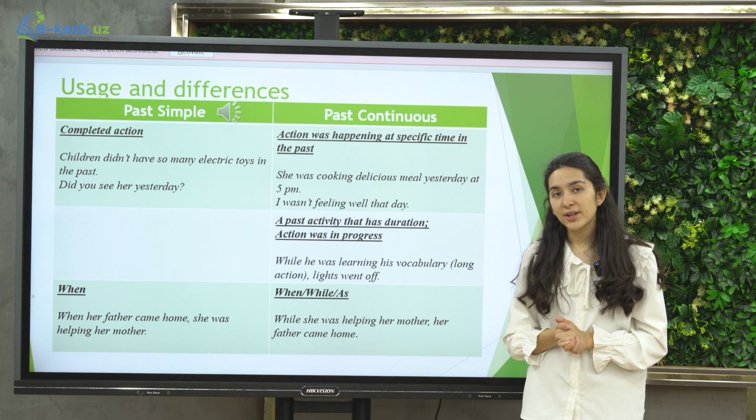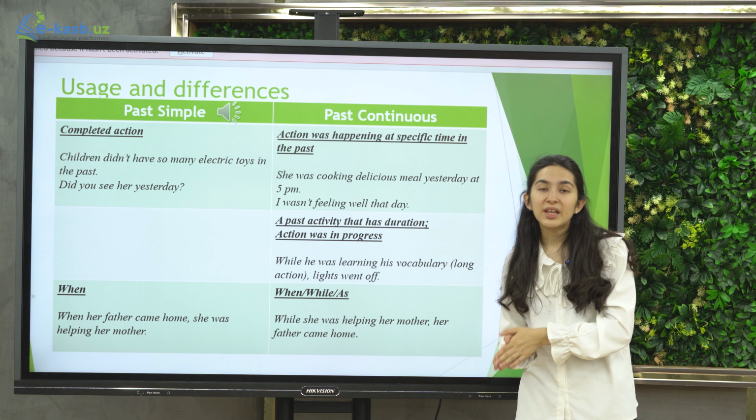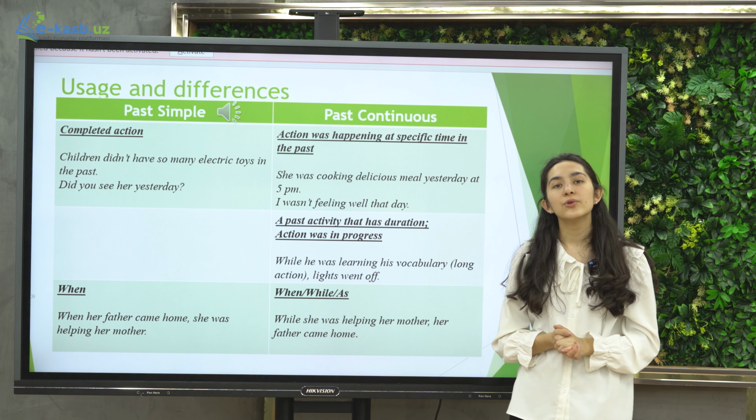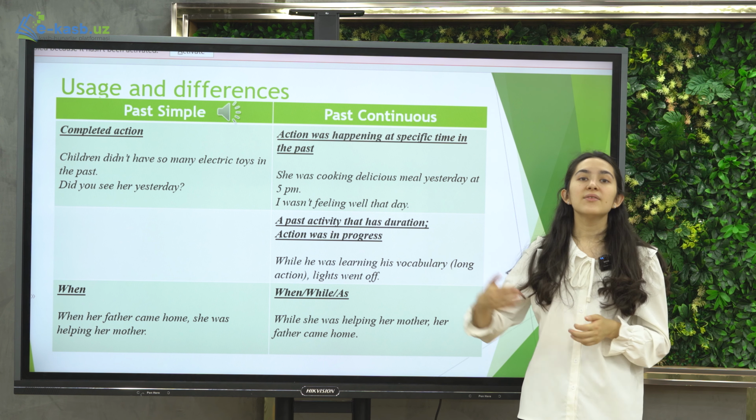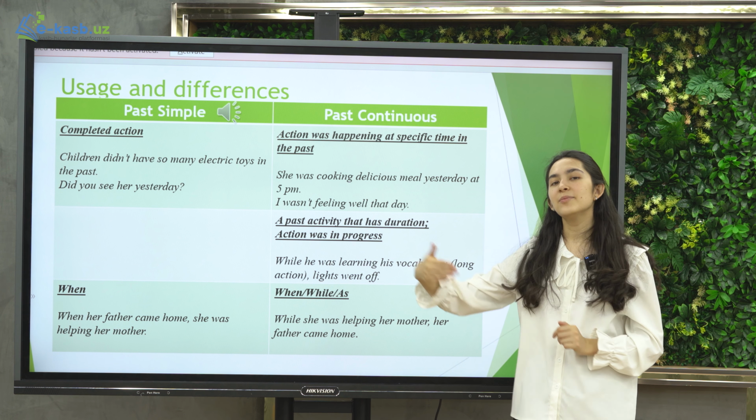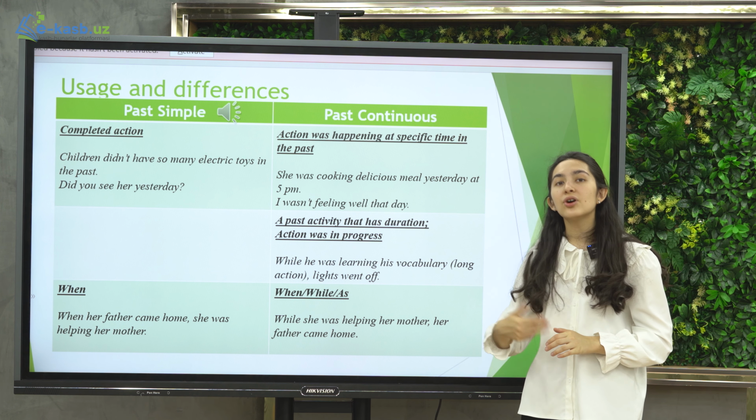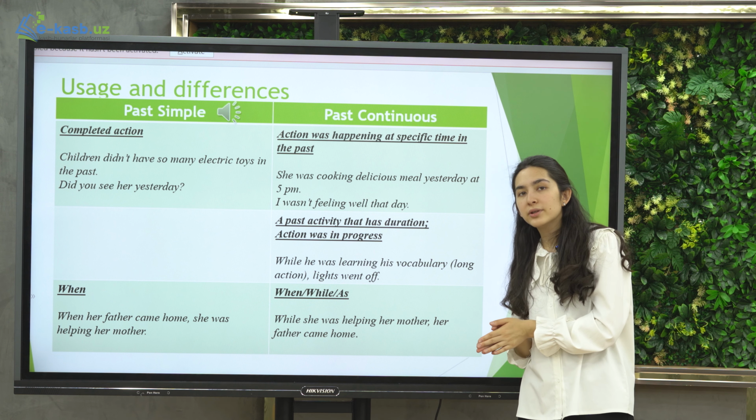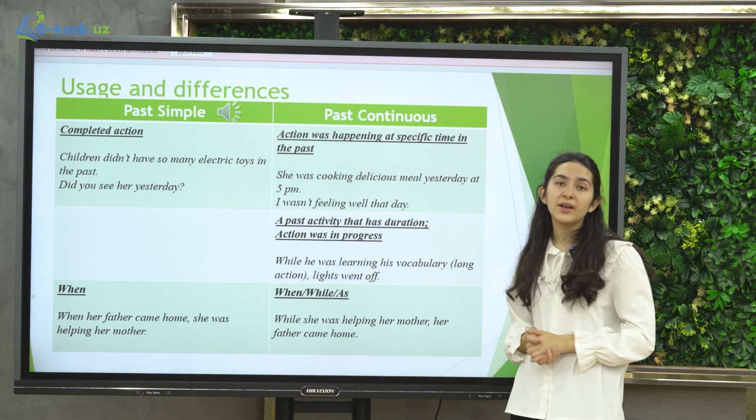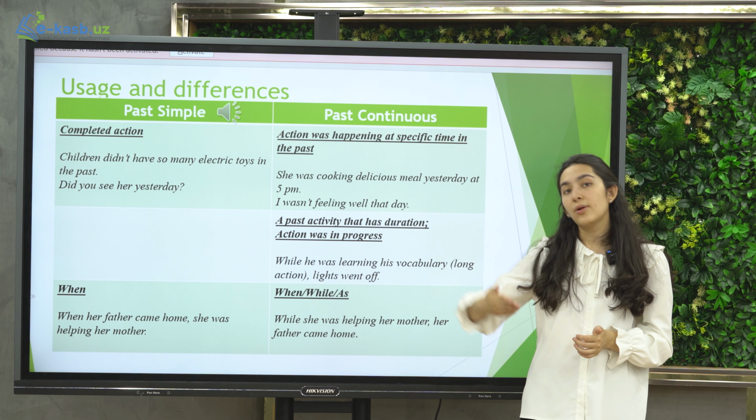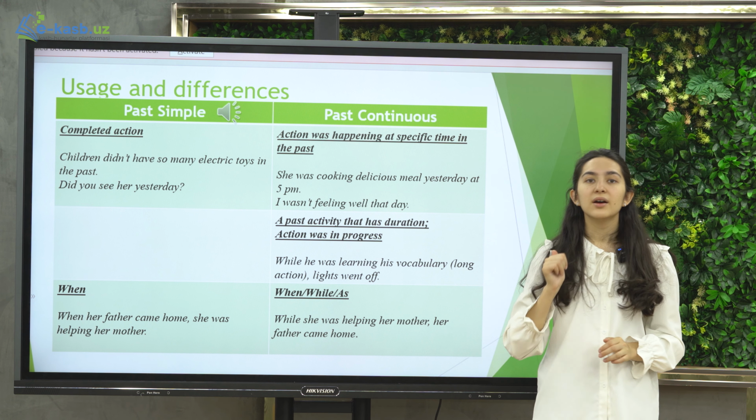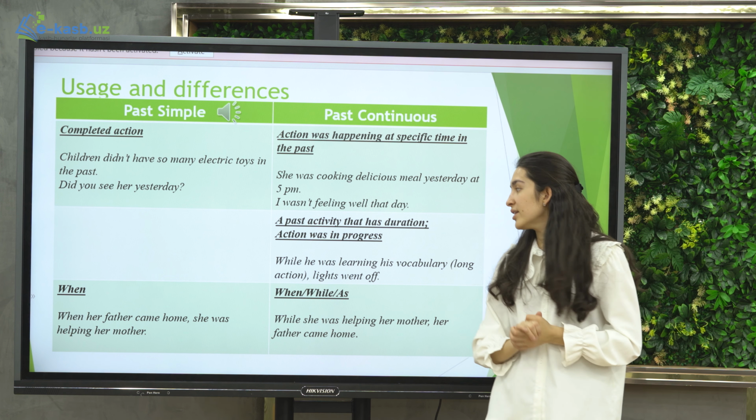Please, can you also make one example using past simple and past continuous in one sentence? Alright, I'll give you one more example. Yesterday, while I was doing my homework, the lights went off. Kecha men o'yinimni qilayotganimda chiroq o'chib qoldi. Chiroq o'chib qoldi, bu tez harakat va o'yinimni qilayotganimda bu what? Long action. Alright. And your example? Alright, good job. So now let's move on.